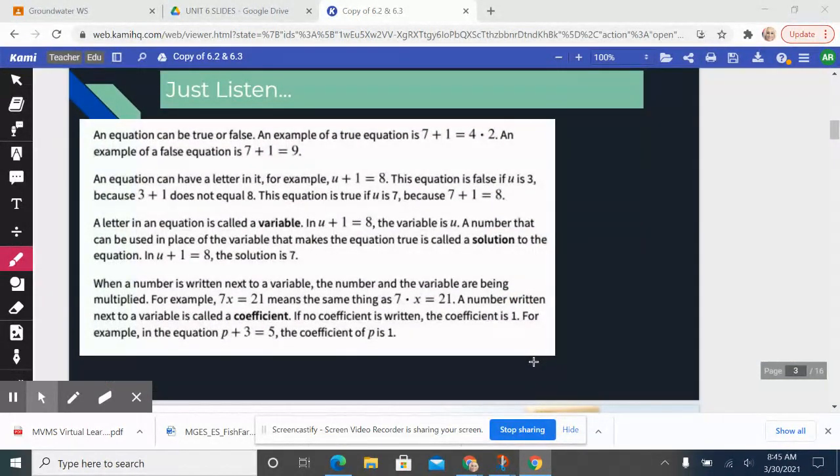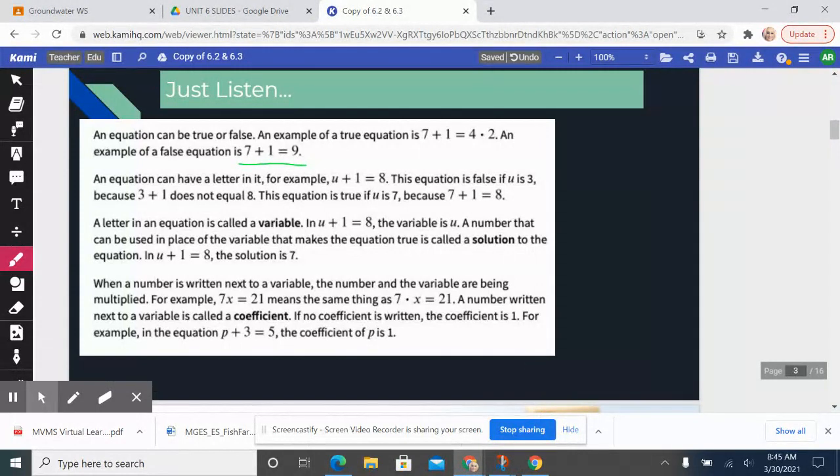For this part, this is the summary, you're just listening. It says an equation can be true or false. An example of a true equation is 7 plus 1 equals 4 times 2, right? Each of them are 8. An example of something that is false would be 7 plus 1 equals 9.